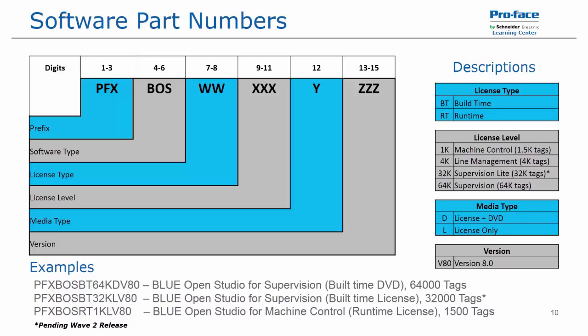For example, the 3 items at the bottom, the very first one, that part number is a 64,000 tag build time with a DVD option for installation. The second item is a build time with 32,000 tags, but that is the license only, no installation media. And the last one is a runtime 1,500 tag license. And that is, of course, license only, no installation media.